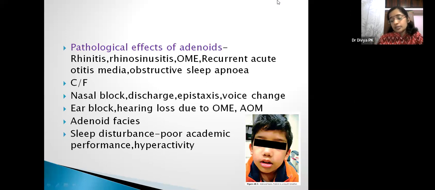These are the indications for adenoidectomy. The patient is having severe obstructive sleep apnea syndrome, recurrent otitis media with effusion, severe uncontrolled acute otitis media, and associated with other conditions, you can go for adenoidectomy. But the age group is important. After 15 years of age, the size of the adenoid regresses.